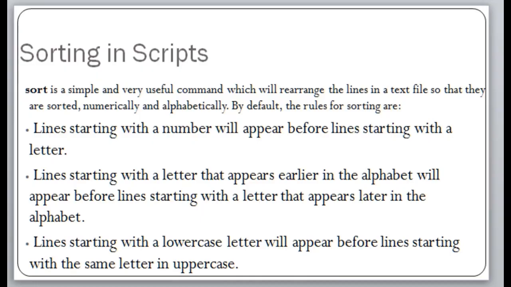Let's go ahead and move on to sorting in scripts. Sort is a simple and very useful command which will rearrange the lines in text files so that they are sorted numerically and alphabetically. By default, lines starting with a number will appear before lines starting with a letter. Lines starting with a letter that appears early in the alphabet will appear before lines starting with a letter that appears later in the alphabet. Lines starting with a lowercase letter will appear before lines starting with the same letter in uppercase. All this is saying, guys, is that it sorts alphabetically, and lines starting with a number will come before lines starting with a letter.